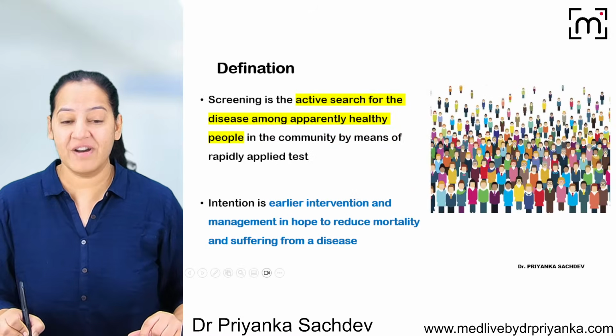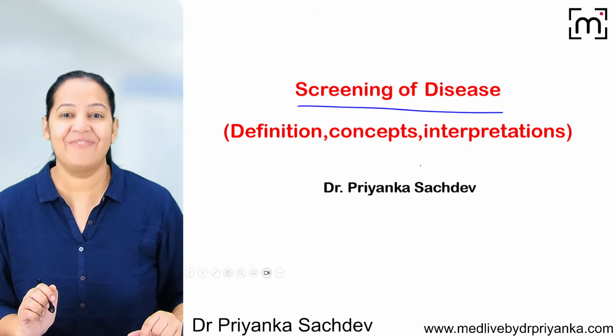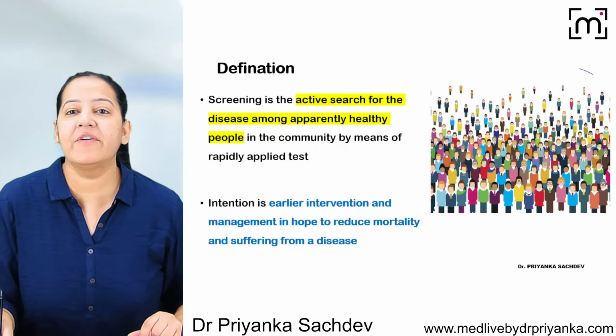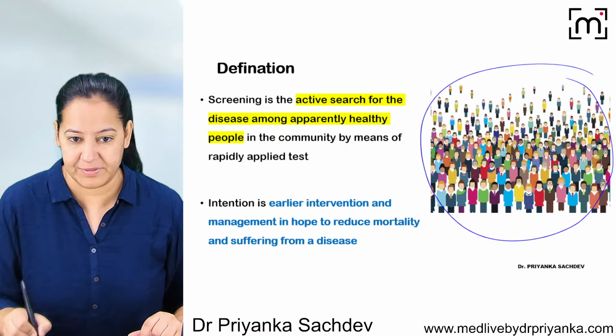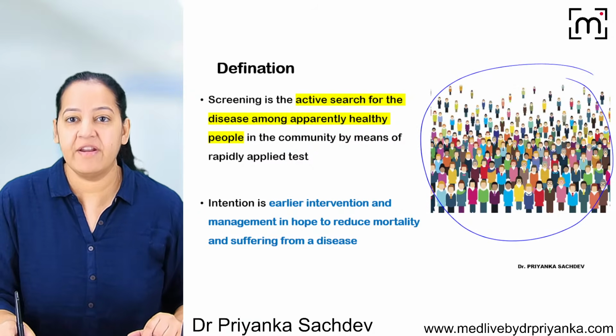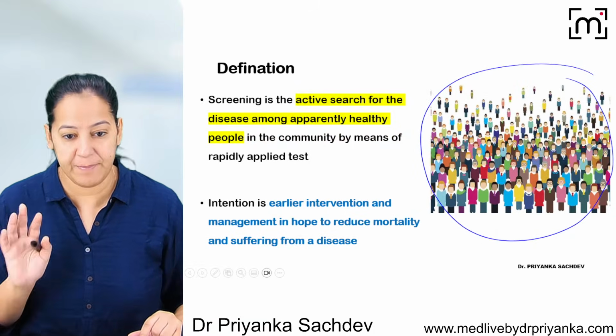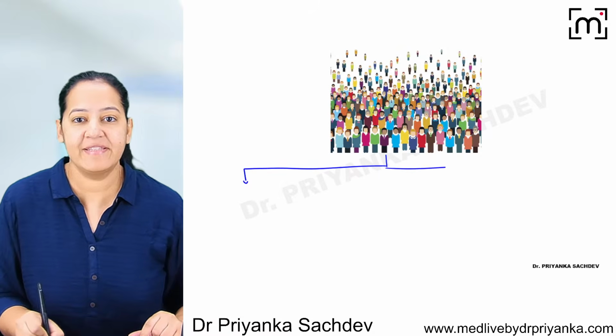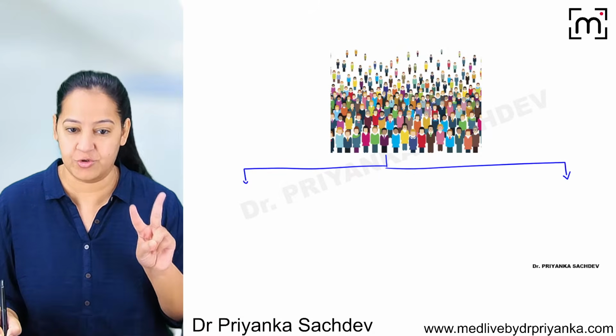So first, what is screening of disease? What do you mean by screening? Now here is the community of the people. If we apply screening here, how many types of people are there in this community? Let's divide the people in a community into two groups.